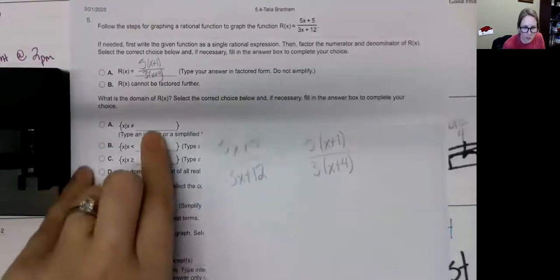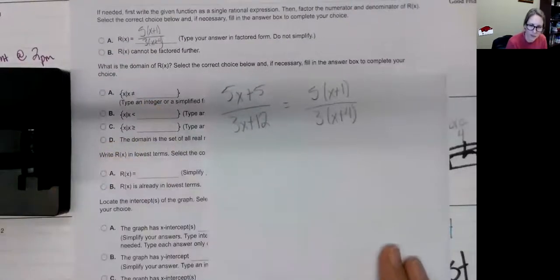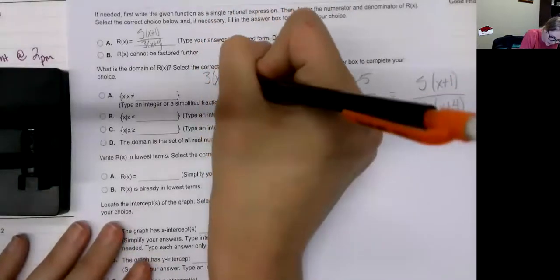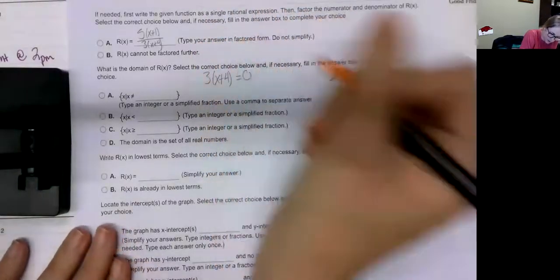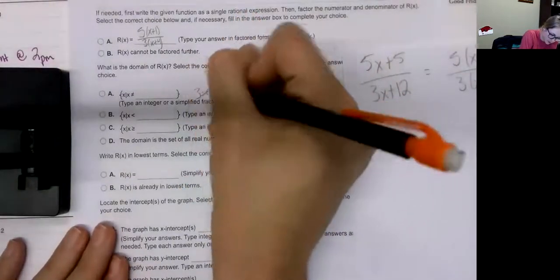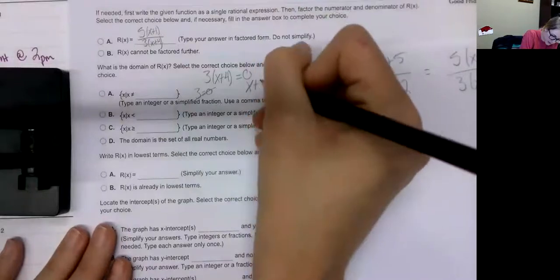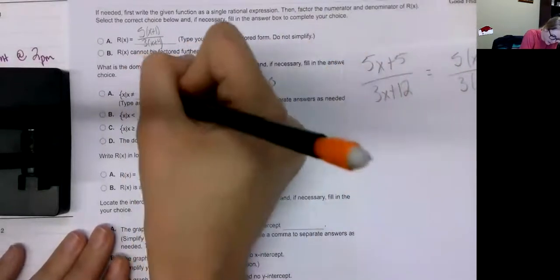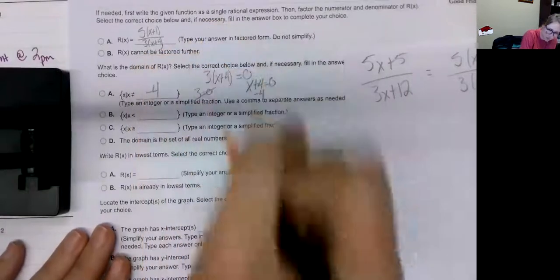Now our domain, so we only care about the bottom of this, so we're looking at 3 times (x + 4) equals 0, because we want to know what's going to make it undefined. 3 equals 0, doesn't matter, so we'd have x + 4 equals 0, so it would be negative 4. x cannot equal negative 4.